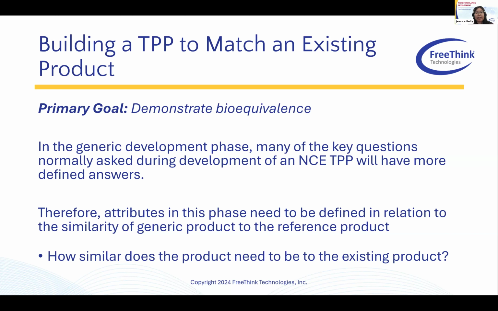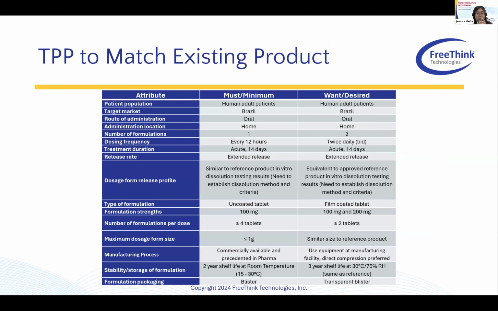So keep these considerations in mind as we go through a partial example of a TPP for a generic product. So in this example, the reference product is already approved in Brazil for human adult patients. The reference product is an extended release dosage form taken twice a day. And so then remember, for the generic product, the main goal is to prove bioequivalence or match the reference product.